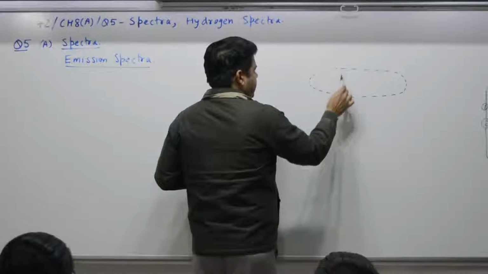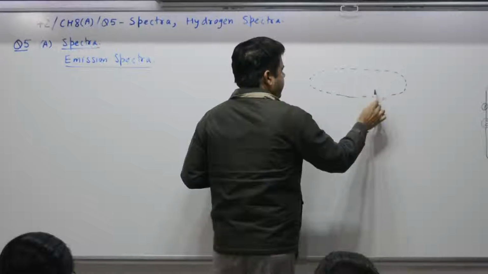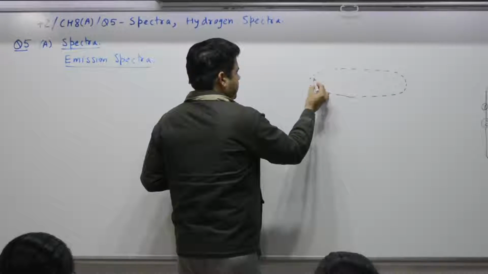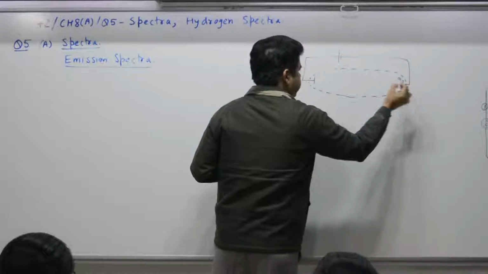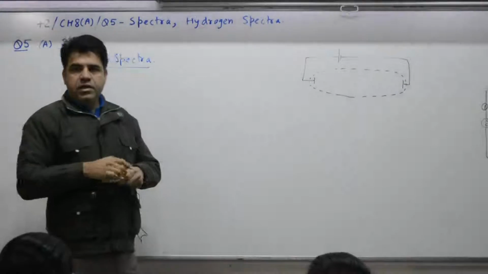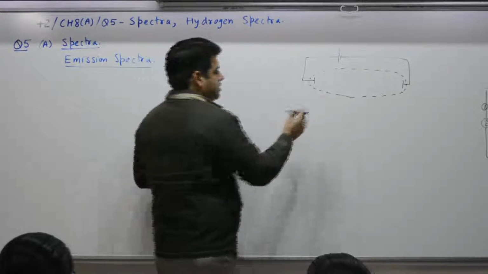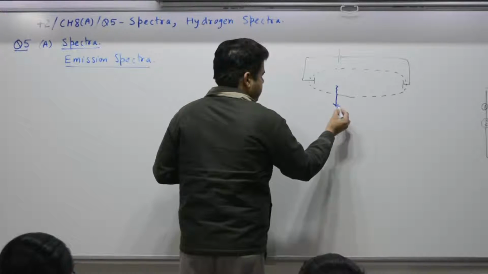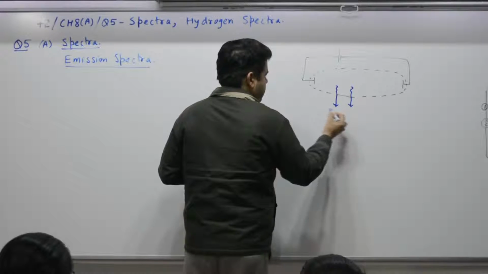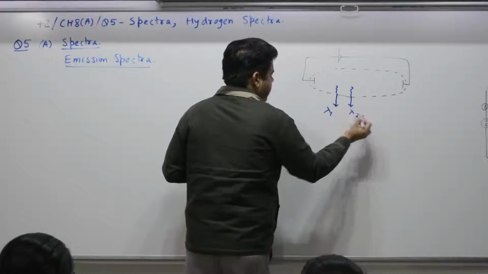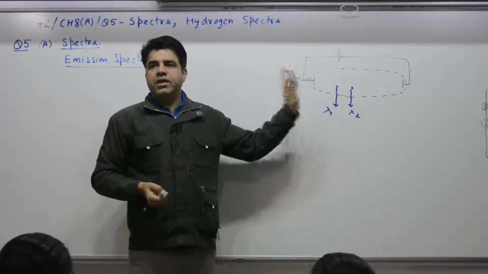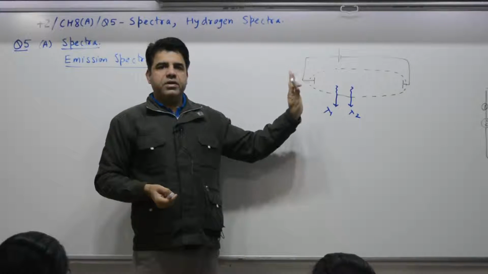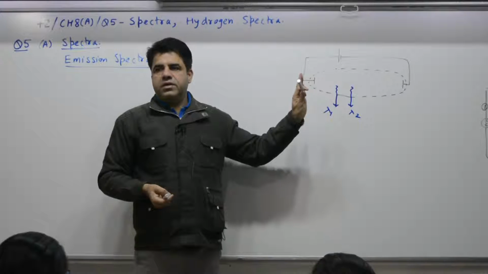If you take vapors at low pressure, any material, say sodium, pass electric discharge through the same. It emits certain specific wavelengths, say lambda 1 and lambda 2. It is unique for every material. Every material in the periodic table gives specific spectra.